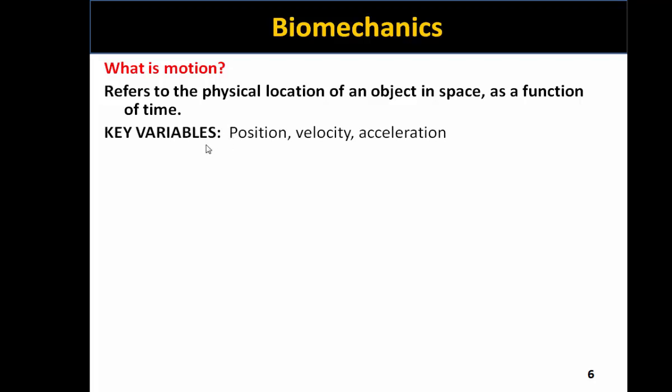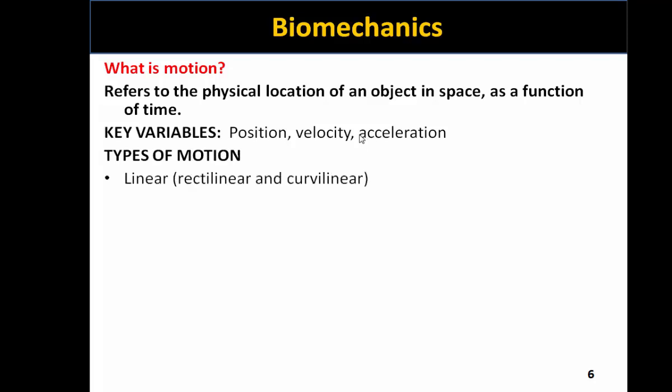And the key variables we will focus on in this course is position. You can't figure out velocity without knowing where an object is with respect to some frame of reference, as well as acceleration. So these are the three kinematic variables that will be the focus of this course.